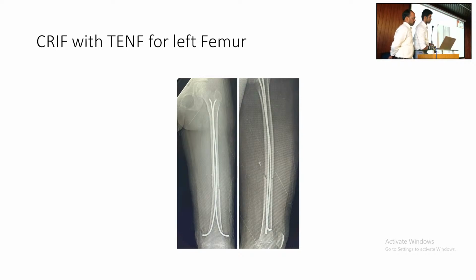Femur is a bigger bone compared to tibia, and there are more muscular forces. You can enter from the proximal femur. Even if you injure the physis here, the entry point should be different. The entry point of the physis is quite different.